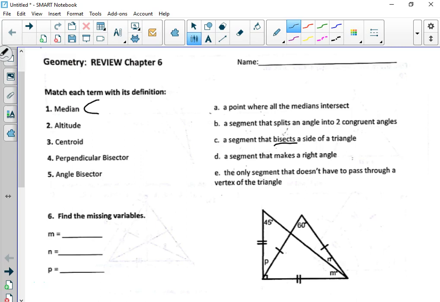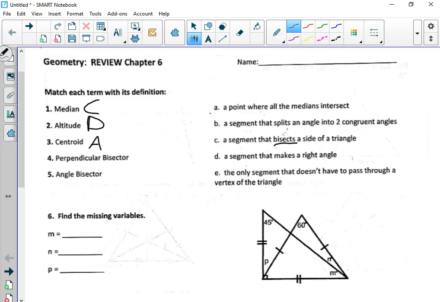Altitude. Altitude is D. It is a segment that makes a right angle. It's a perpendicular line to a side of the triangle, also coming from the vertex. The centroid is A. It's the point where all the medians intersect.